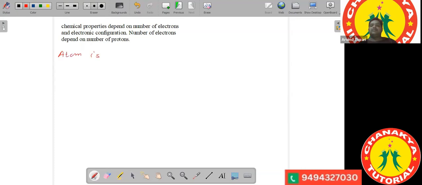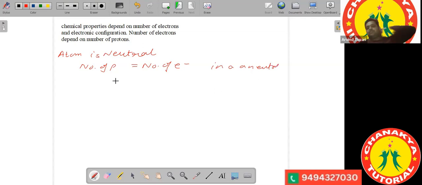We know that the atom is neutral. So for this reason, the number of protons should be equal to the number of electrons in a neutral atom. If the atom is neutral, so if the neutrality is maintained, then the number of protons should be equal to the number of electrons.